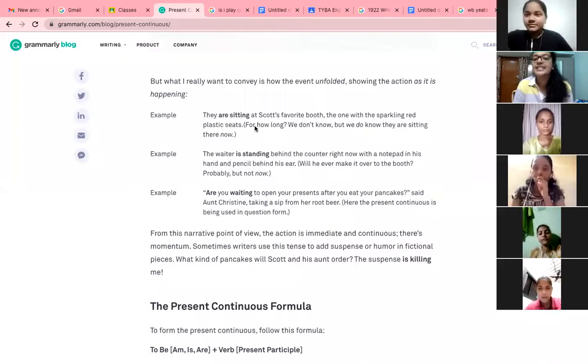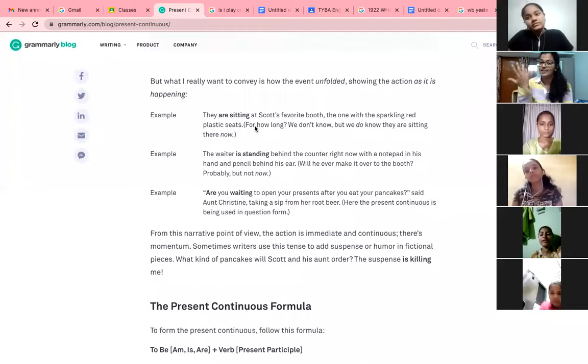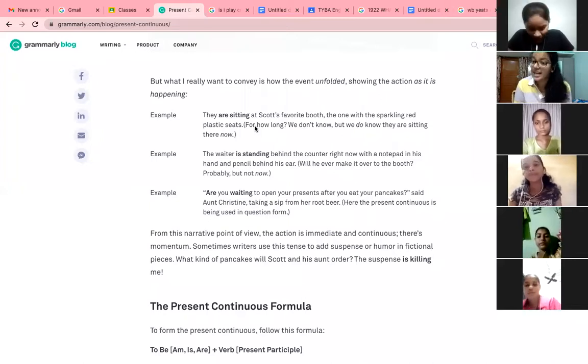Okay, let's do one more example. The waiter is standing behind the counter right now with a notepad in his hand and a pencil behind his ear. A very typical image of a waiter, right? They have a pencil in there, they have a chota sa notebook, and they fatafat se write down. I don't know how do they write so quick without a table. I could never. But they fatafat se they write down and they take the order. Okay. So the waiter is standing behind the counter right now. They've even used the words right now to increase the emphasis on how it's happening right now.